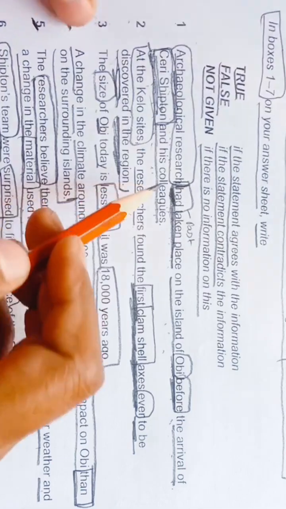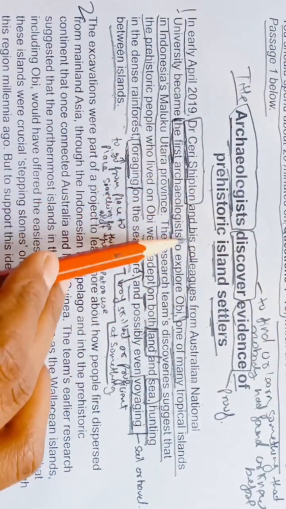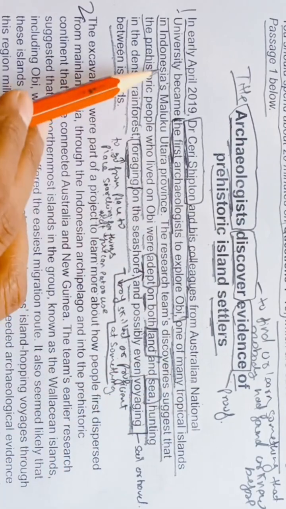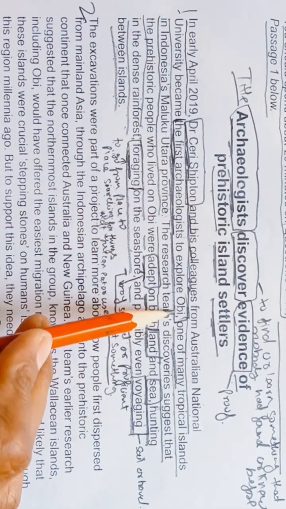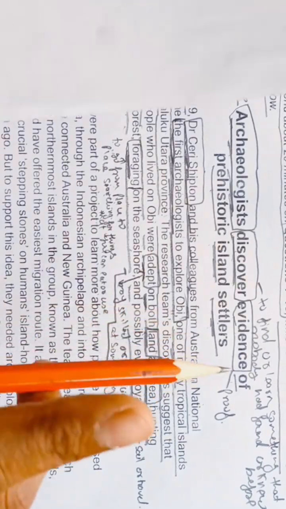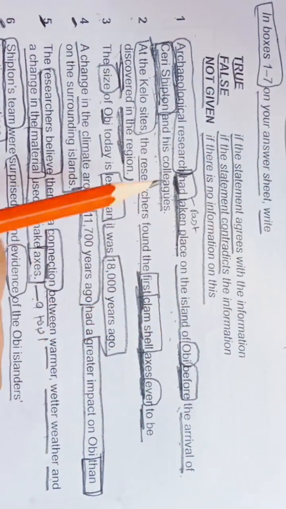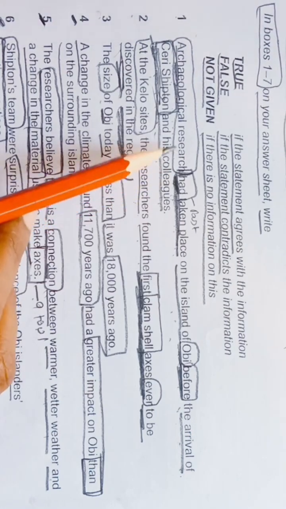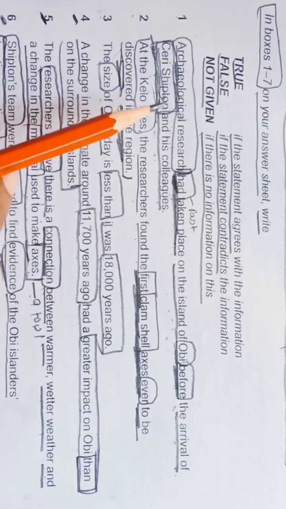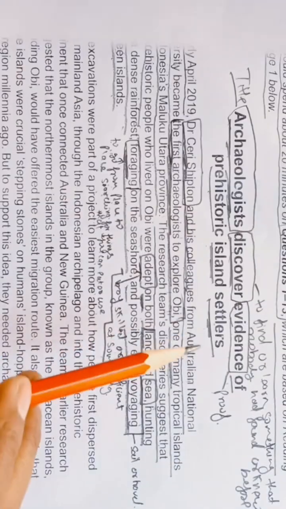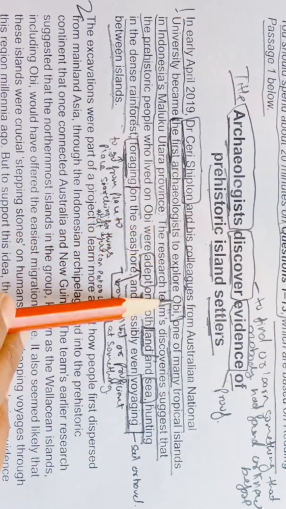And in the paragraph, they have given that Dr. Sherry Simpson and his colleague from Australian National University became the first archaeologist to explore Obai. So both statements are contradicting each other. In the question they are saying that archaeological research had already taken place on the island before the arrival of Sherry Simpson and his colleague, and in the paragraph they are saying Dr. Sherry Simpson is the first archaeologist to explore Obai.